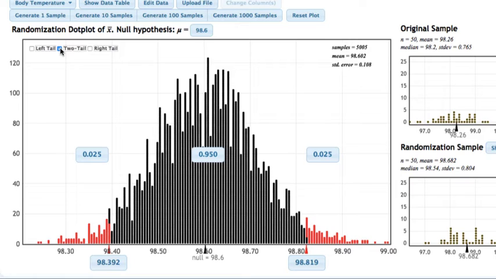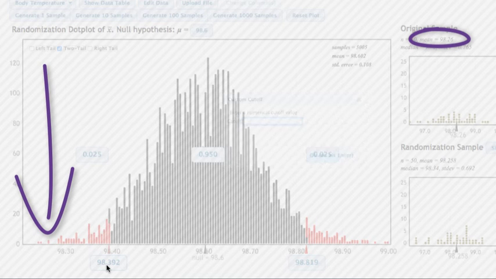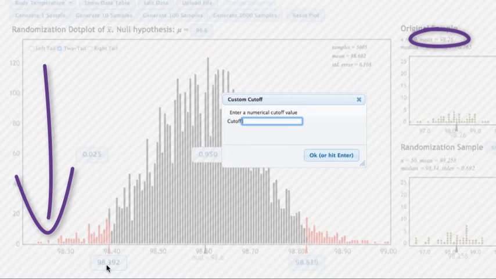Our p-value is going to be the proportion of samples in this sampling distribution that have a mean more extremely different from 98.6 than our original sample. Our original sample had a sample mean of 98.26. This would fall on the left side of this distribution. So I'm going to change the bottom number on the left side to 98.26.